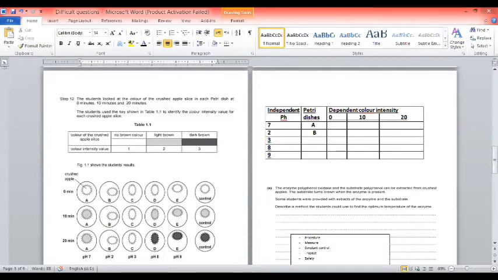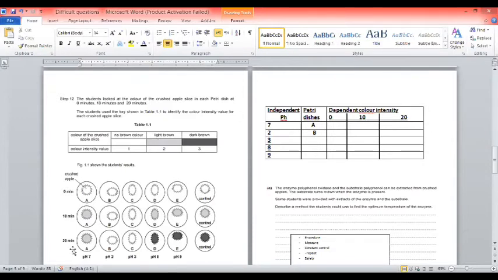Okay? And what is the dependent variable that you are going to measure? The dependent variable that I'm going to measure is the color intensity. So again, we will prepare a table. This table will have a left column and a right column. In the left column, we have the independent variable, which is the pH 7, 2, 3, 8, 9. Okay? And then in the right column, we put the dependent variable at different time intervals, 0, 10, 20.